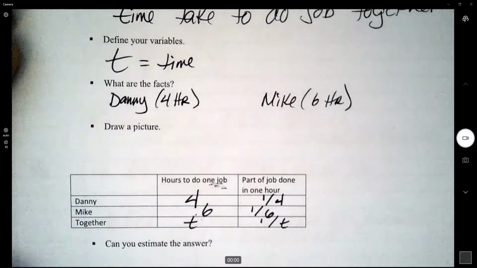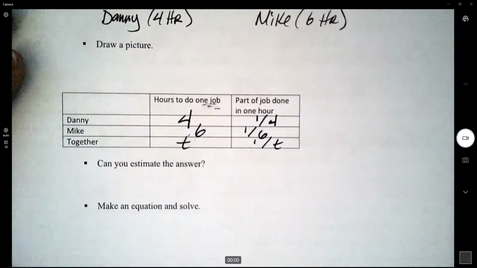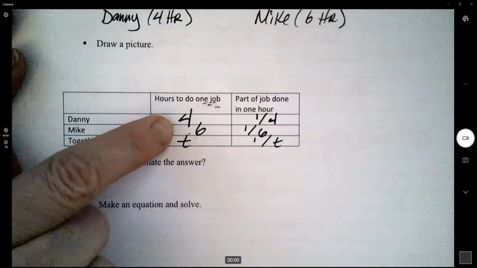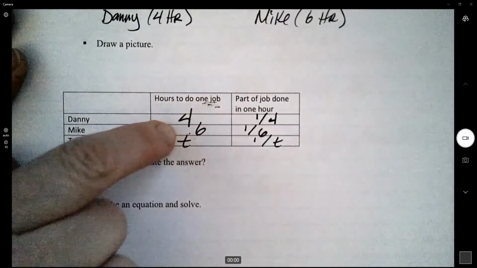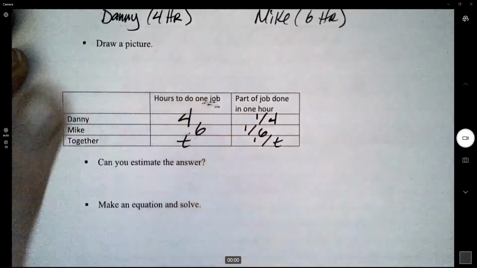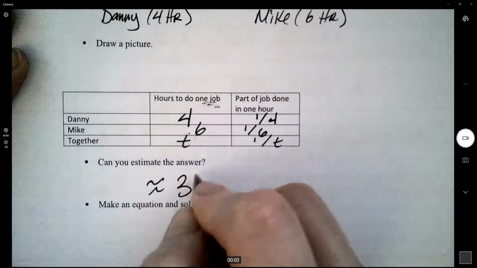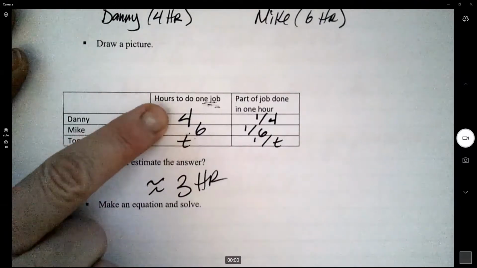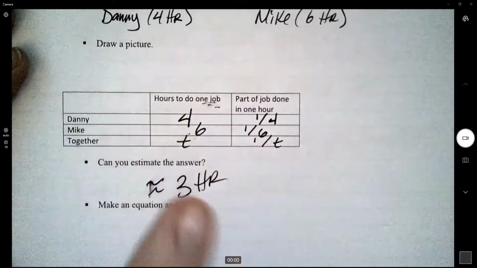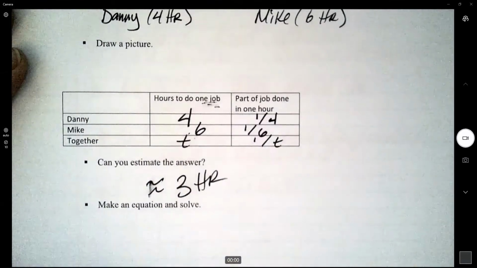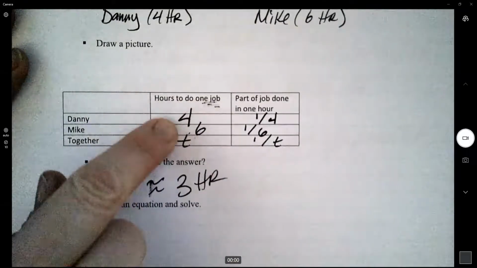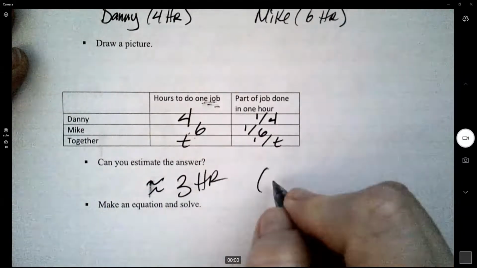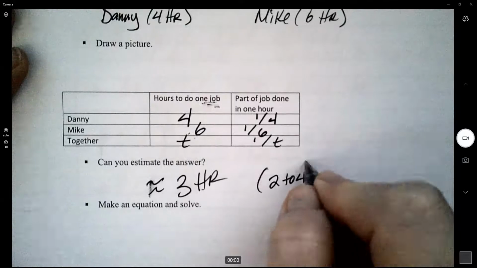So now I'm going to estimate my answer. Obviously, if it takes Danny 4 hours alone, but Mike 6 hours alone, and if Mike helps Danny, it's going to take less than 4 hours. So if I were to guess, maybe around 3 hours. It's not going to be half because Mike is slower, right? So somewhere between 2 to 3 hours. I'll just guess around 3 hours. It's not going to take more than 4 hours because they're working together, but it's certainly not going to be close to 0. So I know it's going to be somewhere between 2 to 4 hours.